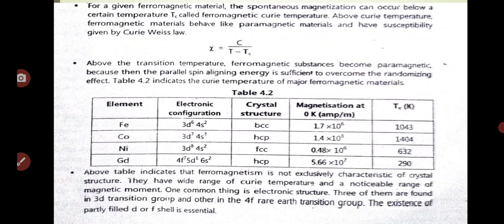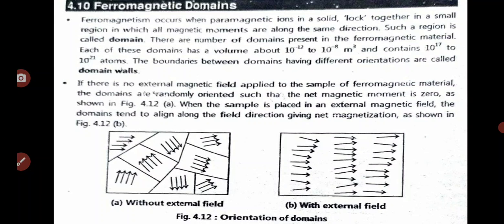So one common thing here, if we look at the electronic configuration, is that electrons occupy the D shell and S shell. This is in the 3d transition group, or in the 4f, the rare earth transition group. And the existence of a partly filled D or F shell is essential. So this is the necessary condition for a ferromagnetic material.